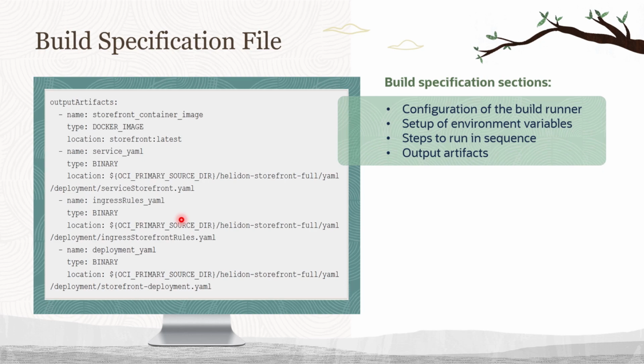Output artifacts. They tell the build pipeline what the result of the build are and automatically extracts and saves the items specified for use in the later pipeline stages.